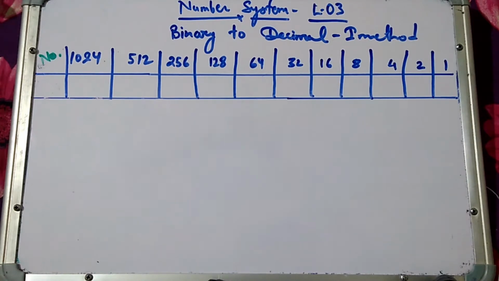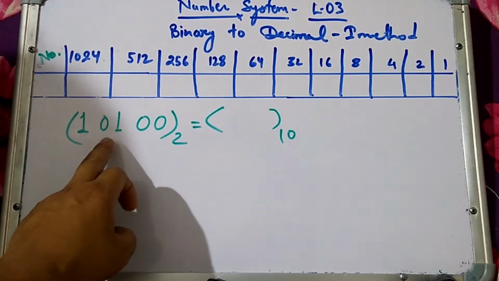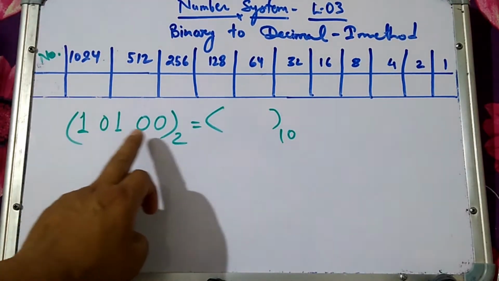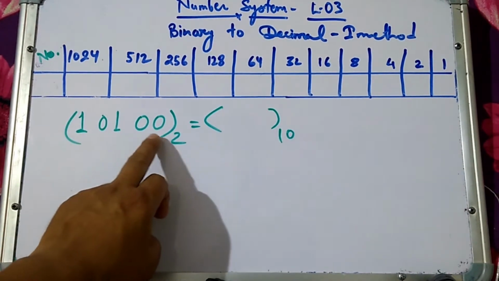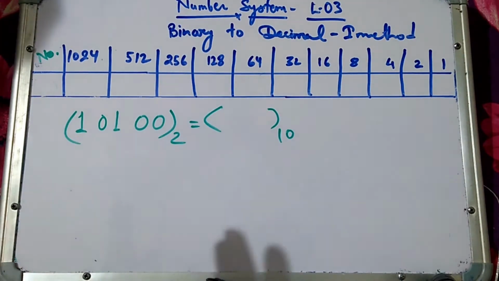I'm going to write down the binary of the number we converted last time, 20, so it will be better for you to recall things. In your exam you will get this type of question: 10100, and you have to get the decimal number. So how will you get this?